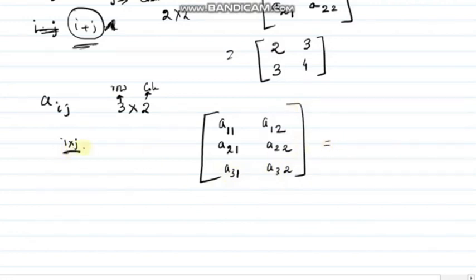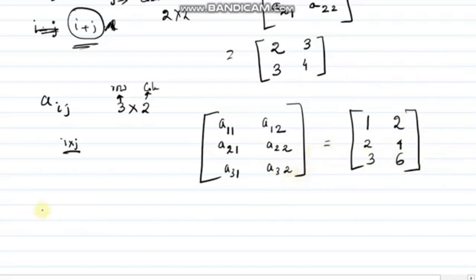Now the operation, as I said, Aij equals I into J. So for the first one it is 1 into 1, 1, 1 into 2, 2, 2 into 1, 2, 2 into 2, 4, 3 into 1, 3, 3 into 2, 6, right? So please be very careful about it.